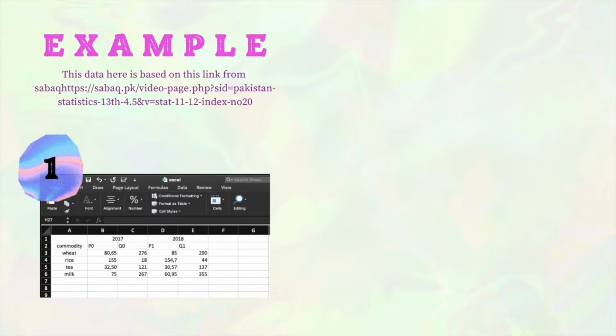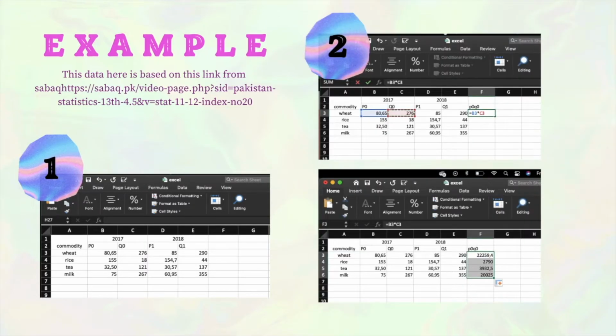And the next step is to multiply the P0 and Q0 of 2017. First, for rice, you can write equals B3, which is the 80.65, and we put the multiplication symbol with C3, which is the 276, as you can see here.